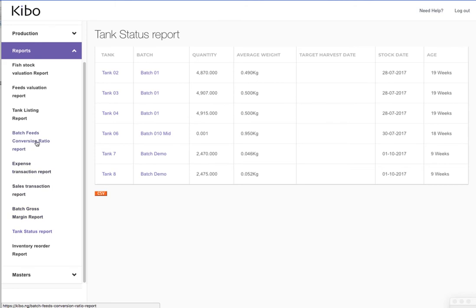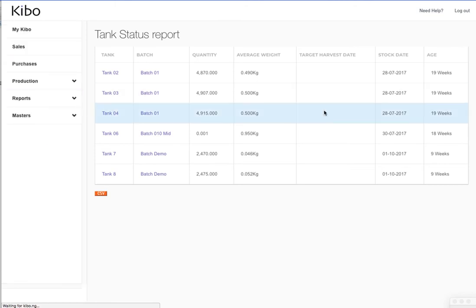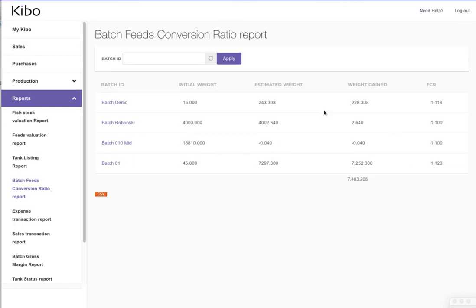Alright, let's check another one, batch feed conversion ratio. Another very important report that allows you to compare every batch you currently have in your system and some of the old ones we've had. So for example, batch demo that we're working with today has an FCR of 1.18. You would see some of the old batches, for example, batch 0.1 is actually not doing as well as batch demo because they're at 1.123. So you can always ask yourself, okay, what's different between these two batches?